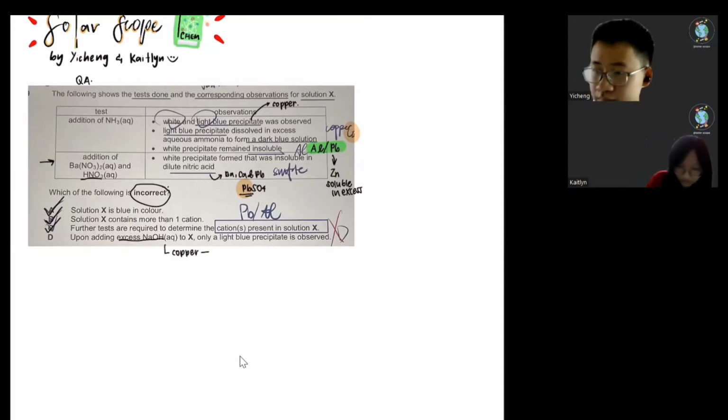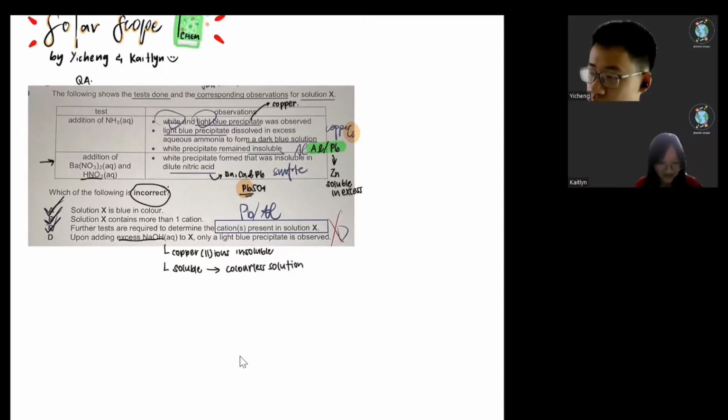So now let's move on to D. Upon adding excess sodium hydroxide to X, only a light blue precipitate is observed. So excess NaOH, light blue precipitate is observed. Yes, because copper(II) ions, they are insoluble in excess NaOH. And for your white precipitate, it's actually soluble in excess, and then it will give you a colorless solution. So that's why your answer is D.